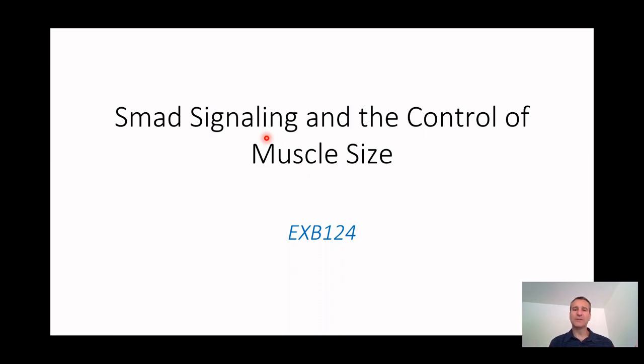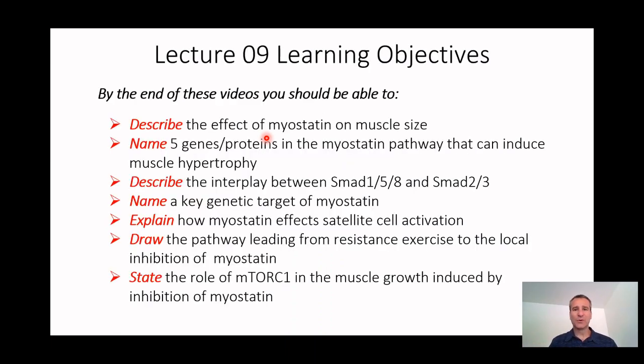In this series of videos, we're going to describe the effect of myostatin on muscle size. At the end of these videos, you should be able to name 5 different genes or proteins in the myostatin pathway that can induce muscle hypertrophy. You should be able to describe the interplay between SMADs 1, 5, and 8 and SMAD 2, 3, because these are 2 different SMAD transcription factors, and they have reciprocal effects.